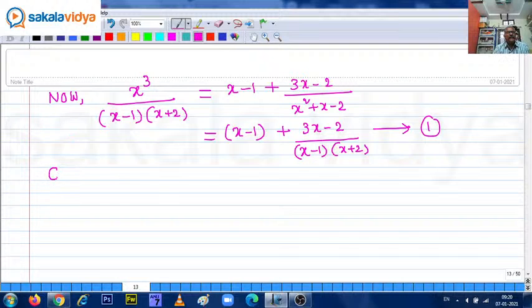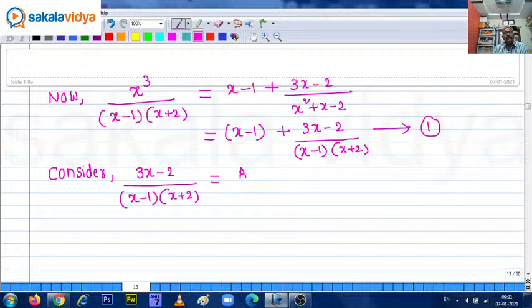So consider the proper fraction. What is the proper fraction? 3x minus 2 upon x minus 1 into x plus 2 equals a upon x minus 1 plus b upon x plus 2. So let us find out the partial fractions. This comes under type 1.